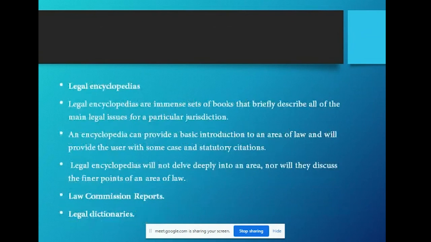Then come the Law Commission reports and the legal dictionaries as informal sources of law. And these all are the concepts and areas that come under the nature and source of law.